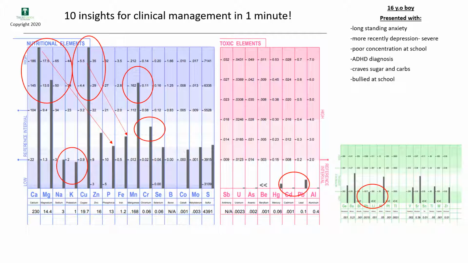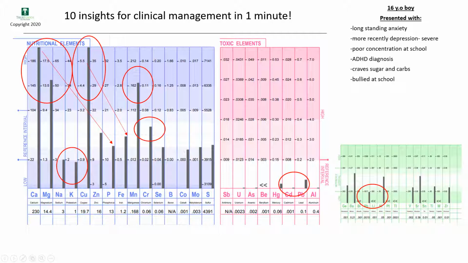The second insight you can see is that his calcium level compared to phosphorus is very high as well. That is going to tell you a lot about his energy production. So right away, you can see he's going to be tired, he's going to be running very slow, with no motivation for exercise in this boy.